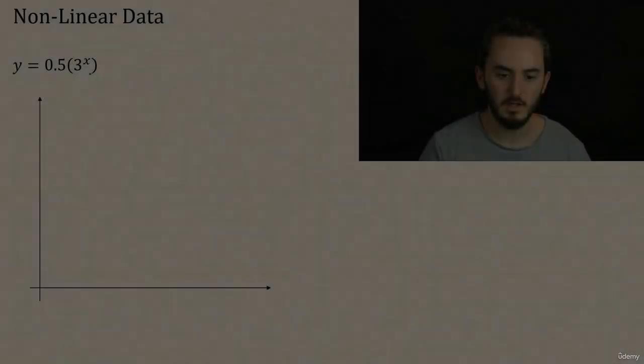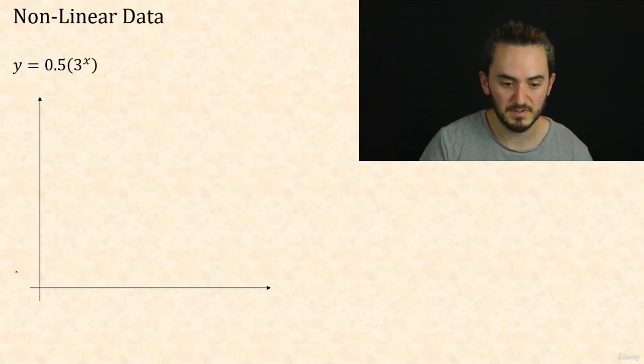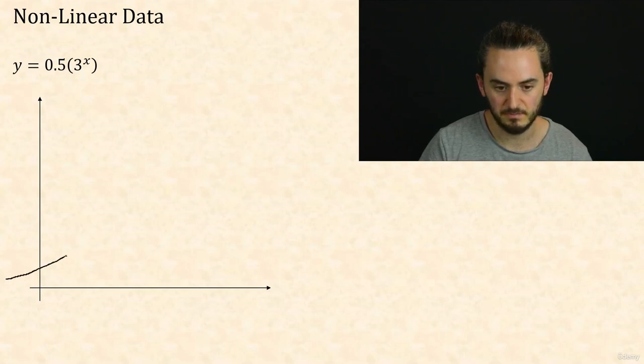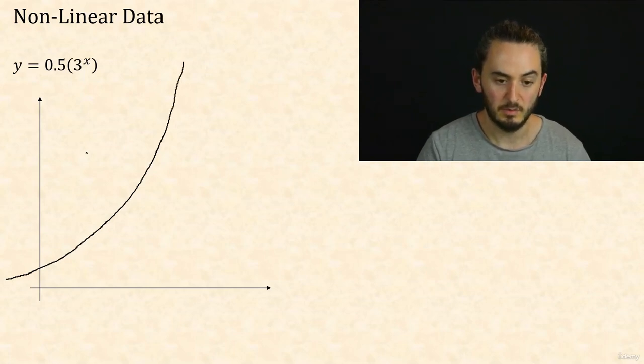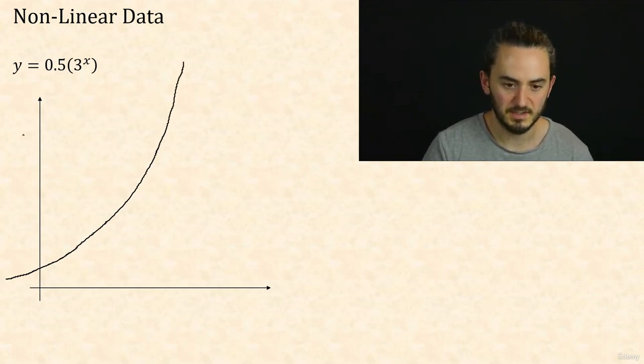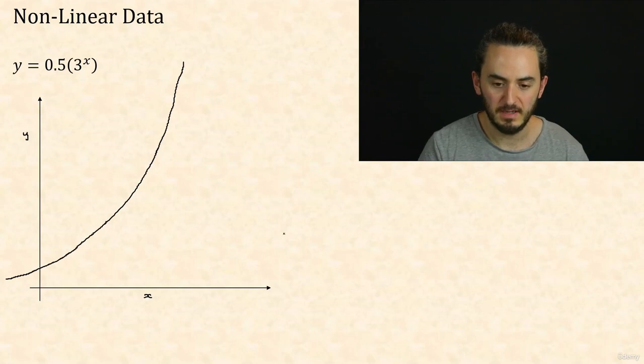Let's have a look. Okay, so I suppose I had this relationship here, y equals 0.5 times 3 to the x. I mean, it's basically just an exponential that's been halved. So it's going to have the standard exponential shape, like this, and it's going to get steeper and steeper, and so on. Now, what are the axes? Well, the axes are, of course, y and x. Now, we could do something very clever here.